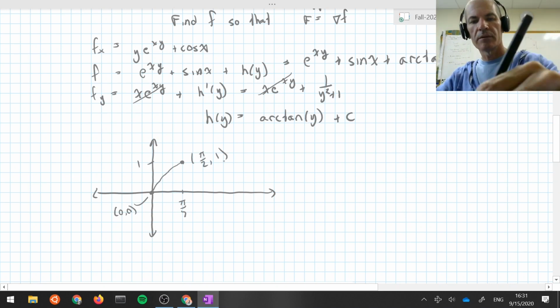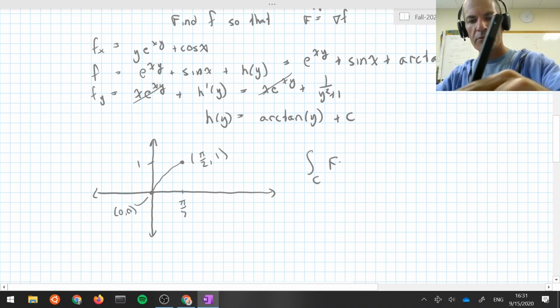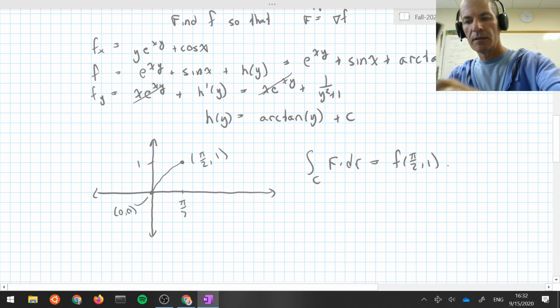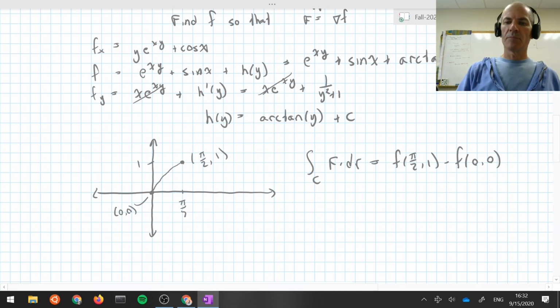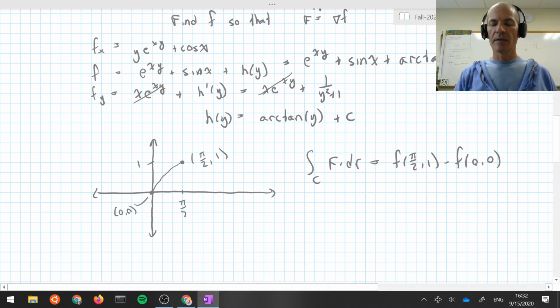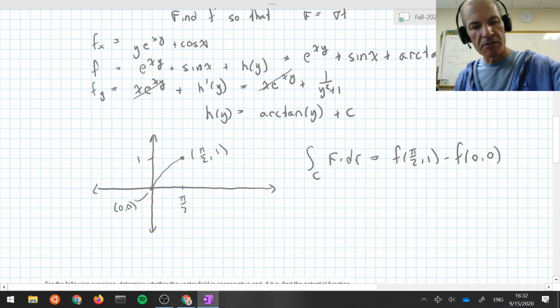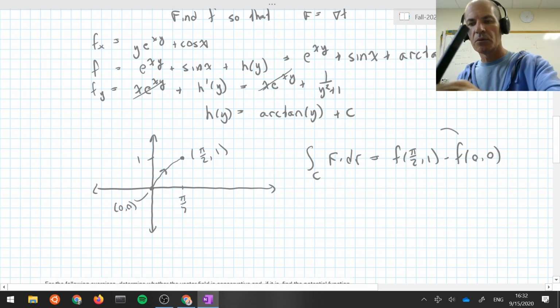What are we going to do now? We're just going to compute the integral over C of F dot dr, which is f of pi over 2, 1 minus f of 0, 0. How do you figure that out? You plug those values in up here and do the calculations. I'll leave that to you. It's important to note here, it's the portion of the curve from x equals 0 to x equals pi over 2. That gives us the direction of the curve, and it tells us the order of subtraction.